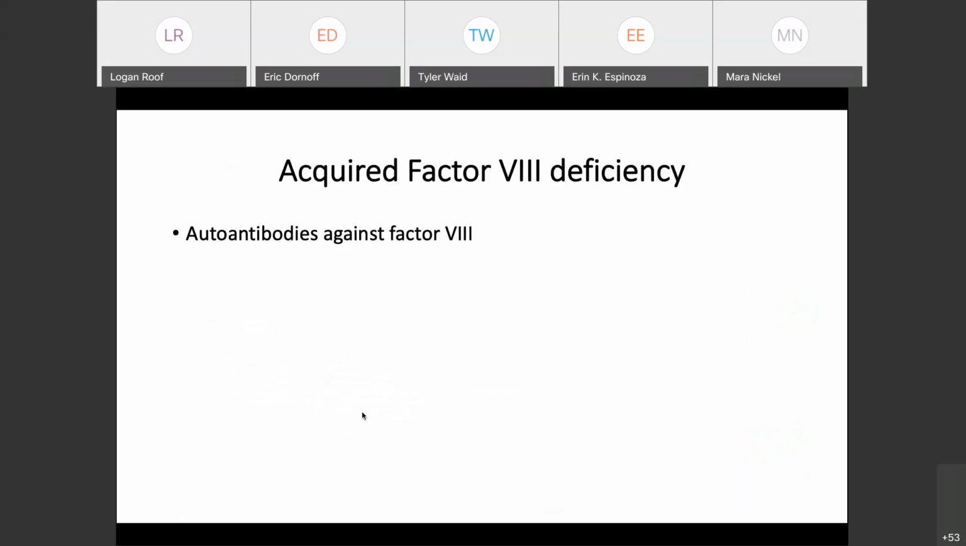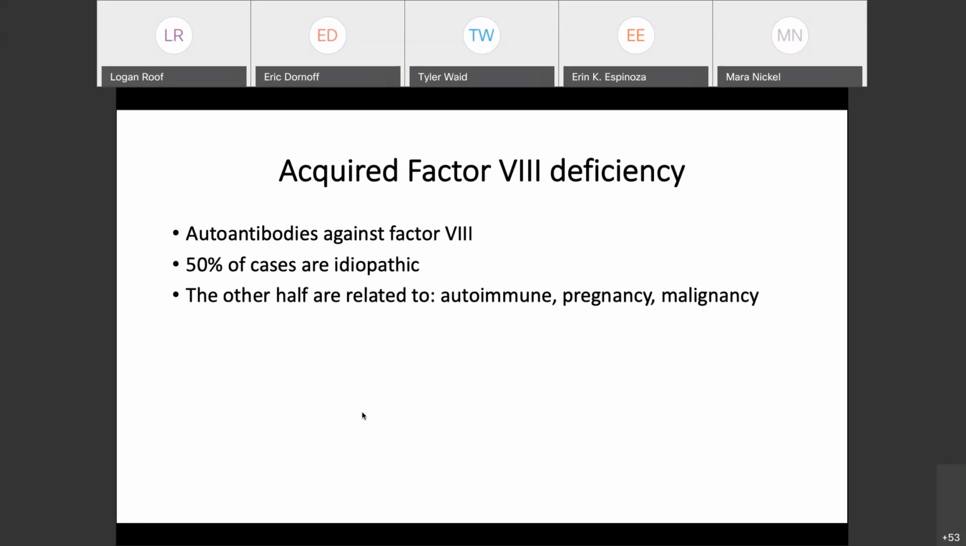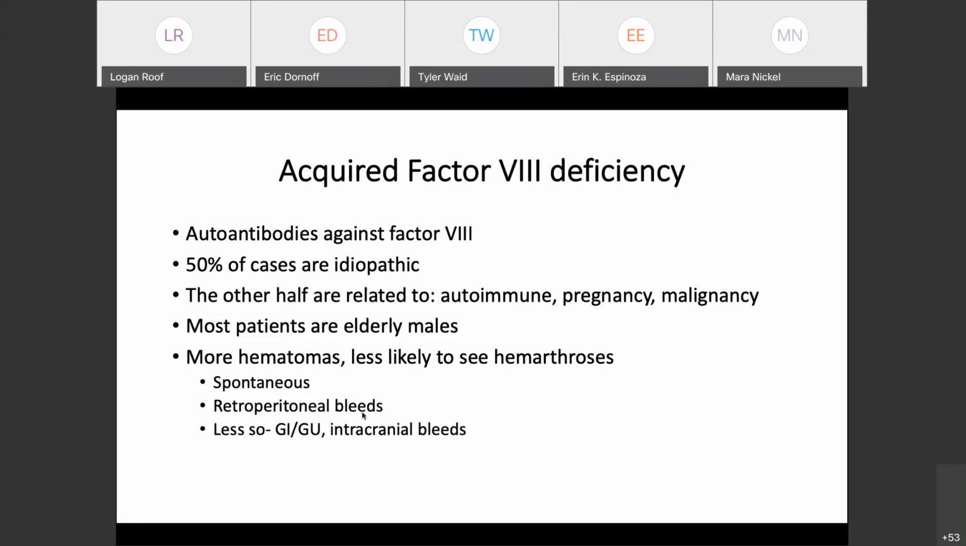So these are autoantibodies that attack the factor VIII. Half of the cases are going to be idiopathic and the other half are going to be from autoimmune causes, pregnancy, and even cancer. So for him, we're thinking that the CLL was causing some autoimmune issue that was attacking his factor VIII. Most patients are going to be elderly males like this guy, and most patients are going to have more hematomas as opposed to hemarthroses, those bleeds in the joints that you would see more commonly with a true hemophilia A or B patient.